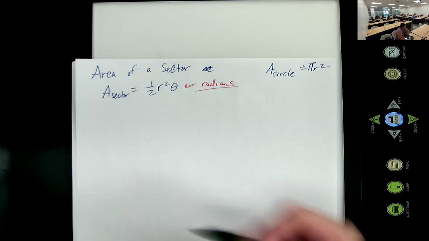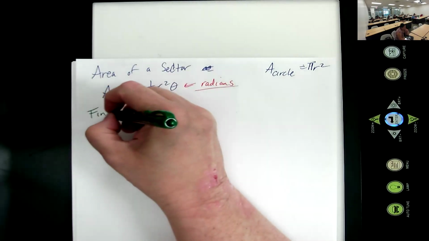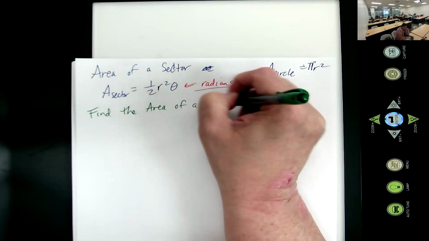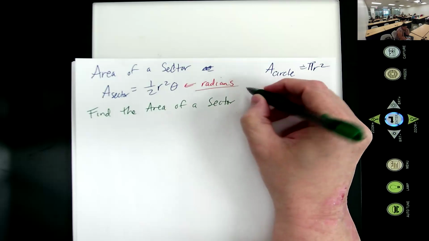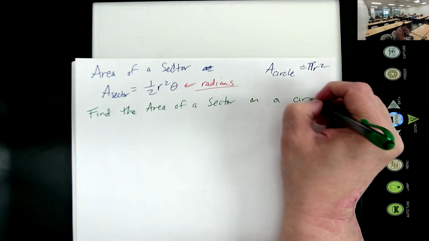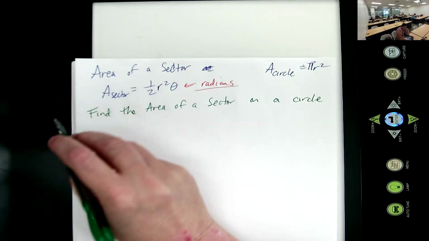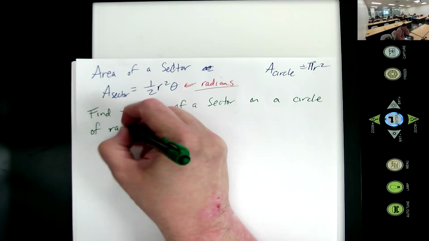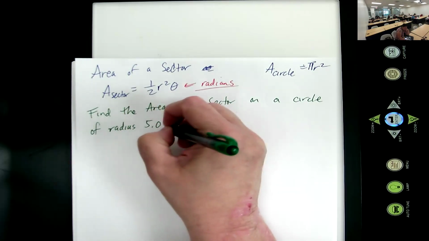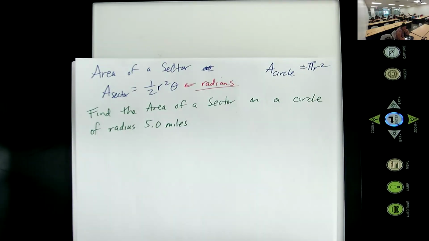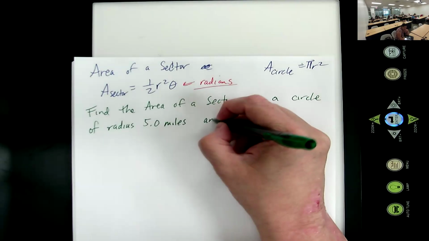So let's just do an example here. Find the area of a sector on a circle, radius 5 miles. Say 5.0 miles. And a central angle of 6 degrees.